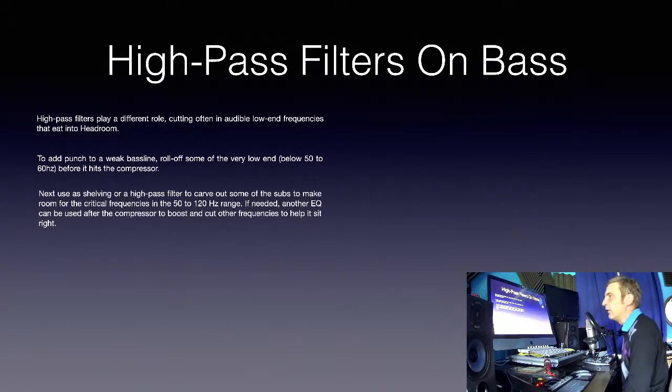So next, you use a shelving or a high pass filter to carve out some of the subs to make room for the critical frequencies in the 50 to 120 Hertz range. If needed, add another EQ. It can be used again, after the compressor, to boost and cut other frequencies to help it sit right. So after you've got your first EQ, got your compressor working right, responding right in the mix, then apply another EQ to boost those frequency ranges to bring them out in the mix.